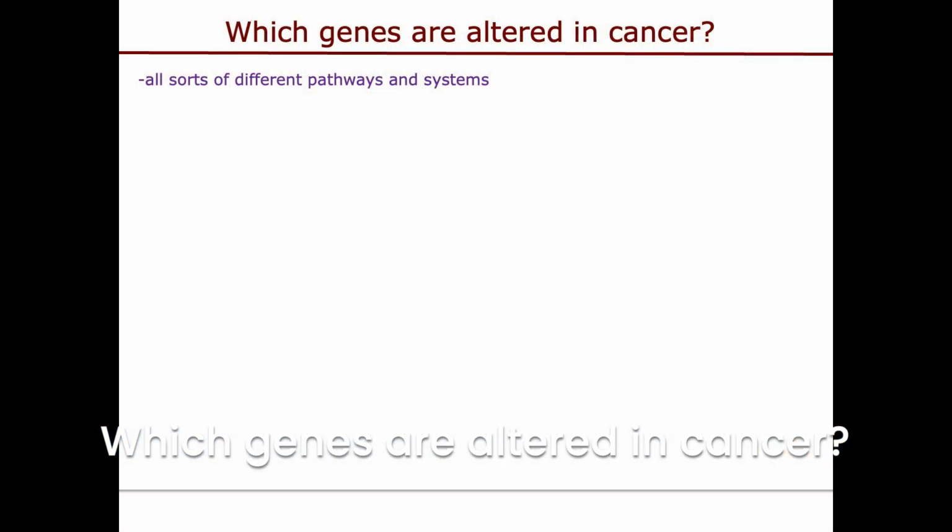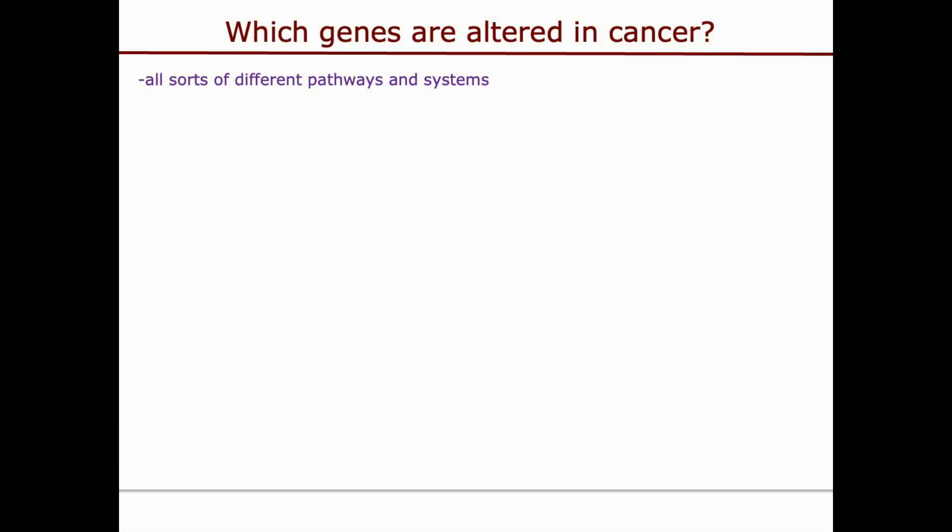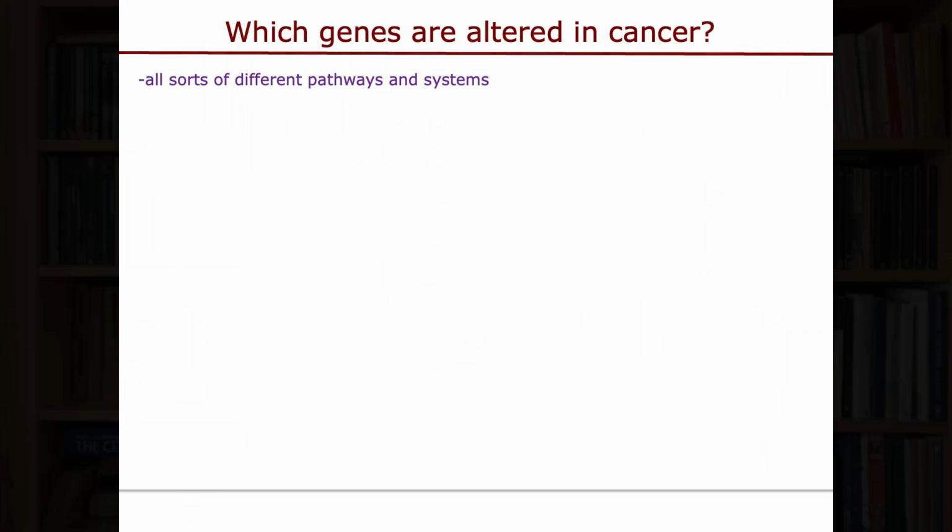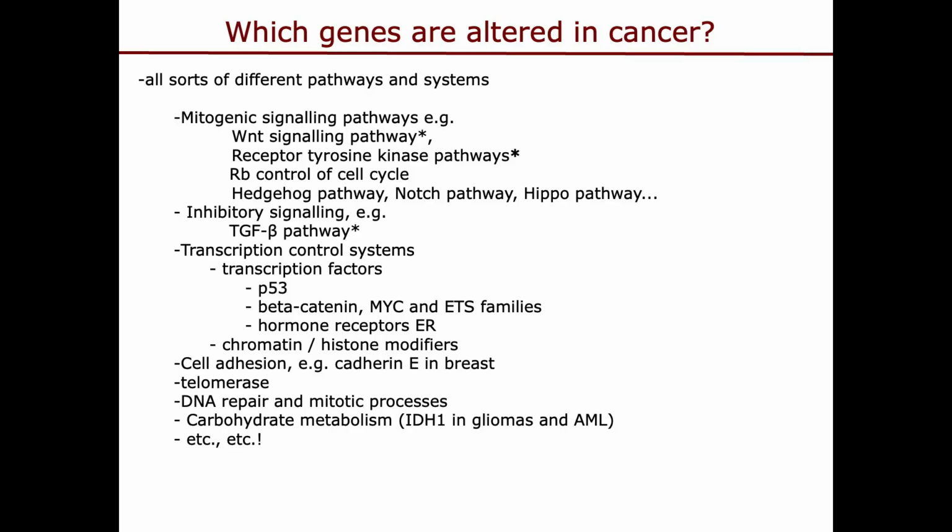And the basic statement here is that all sorts of different genes and all sorts of different pathways and all sorts of different systems get modified. It's quite bewildering, really. I have a list here of all the different pathways and gene types that can get mutated in cancer. And it's not even a complete list, but I want to talk through it just to give you some idea of the enormous range of genes and systems that are involved.